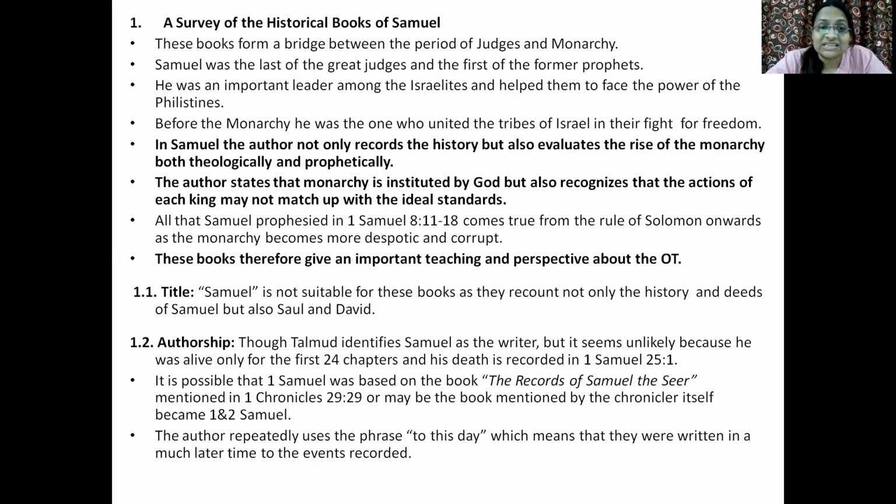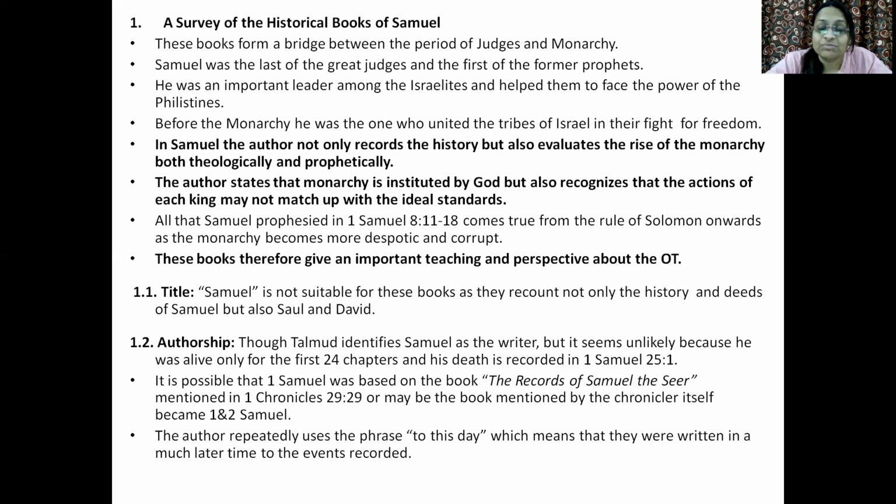So the author states that monarchy is instituted by God. We all know that, and some of us have been under the misconception that it is not instituted by God. It was, but we have to understand that it was a way of God's dealing, a way of God's ruling among the Israelites. God doesn't go against the tide most of the time, but He uses the ways of the world to deal with the people and to lead the people.